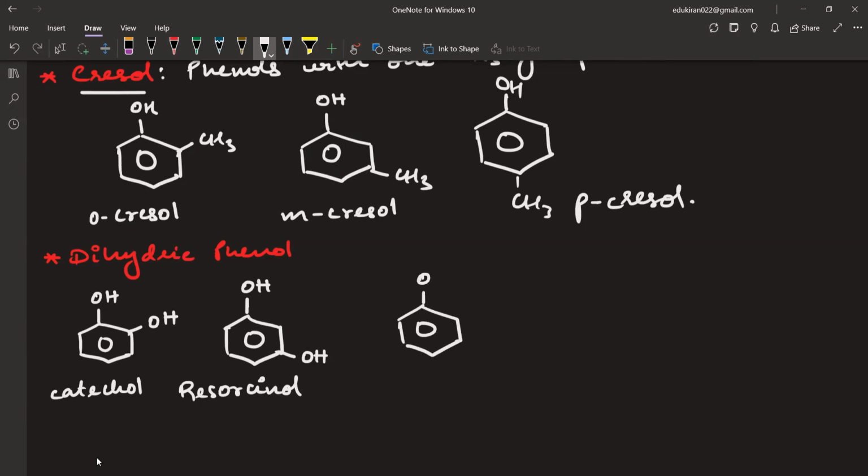The same OH group is present on the para position. Then it has two names. You have to remember both. One is hydroquinone, or the other name is quinol.